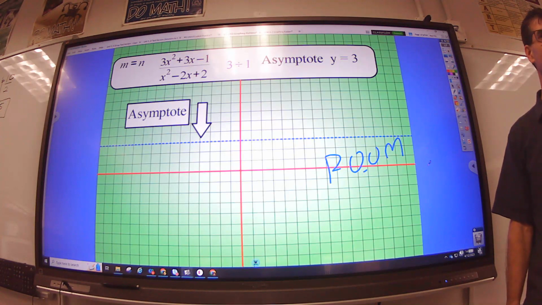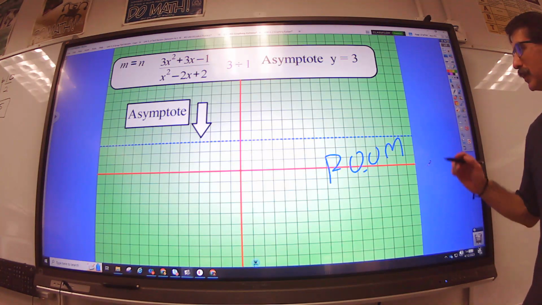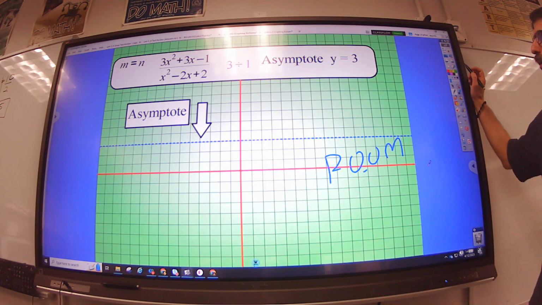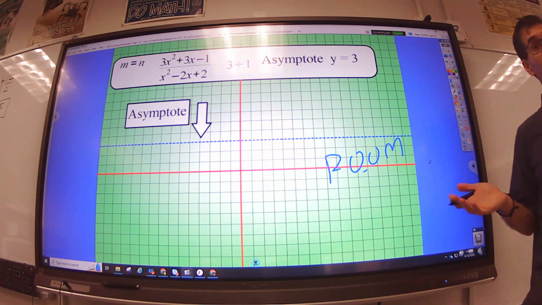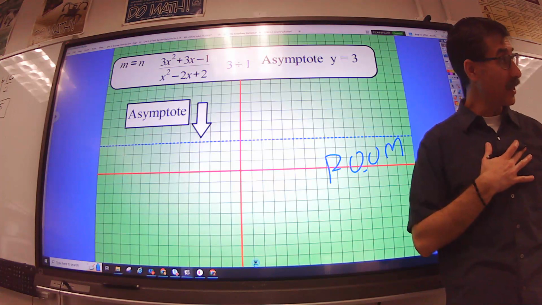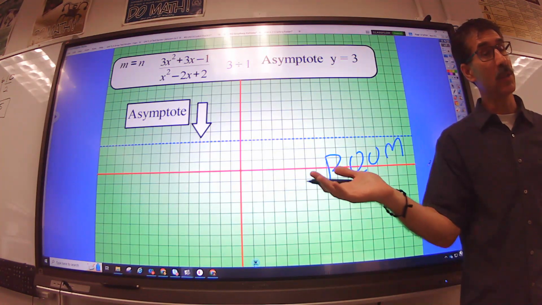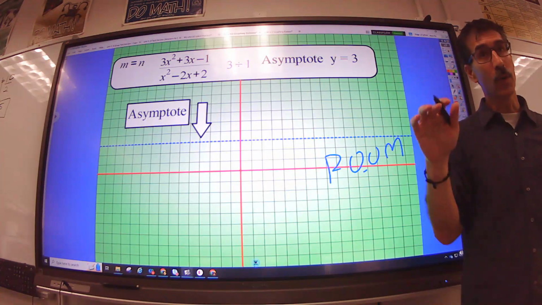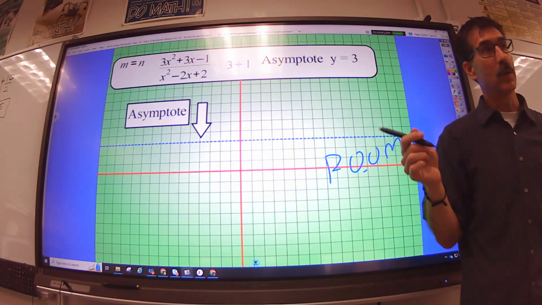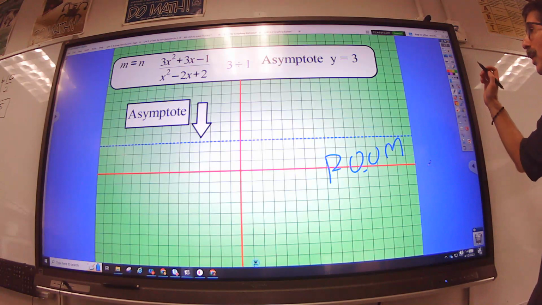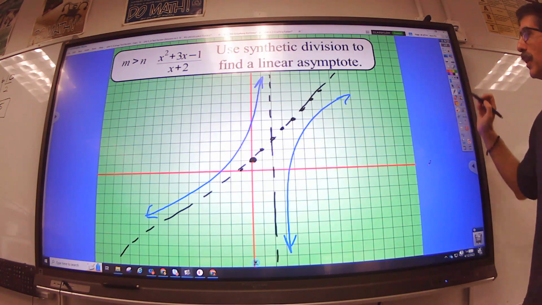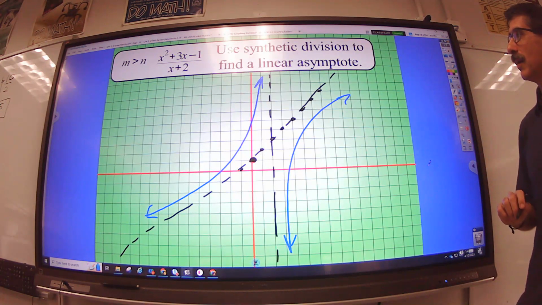Boom. Okay. Now the last one is, in my opinion, the most difficult. Because if it's smaller than larger, it's just 0. If it's equal, it's the number divided by the number. But what if the numerator is bigger than the denominator?